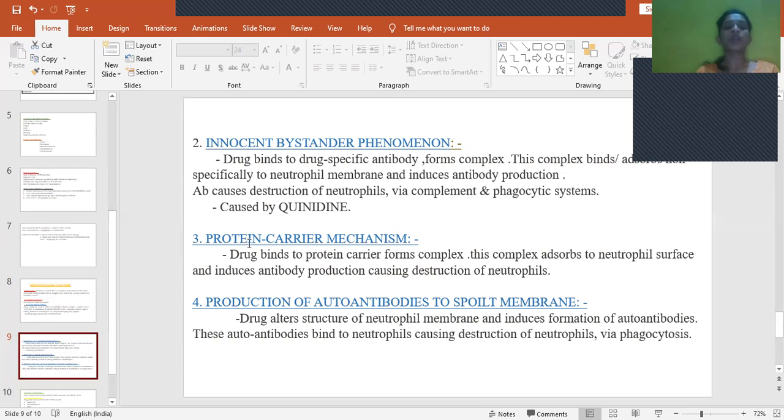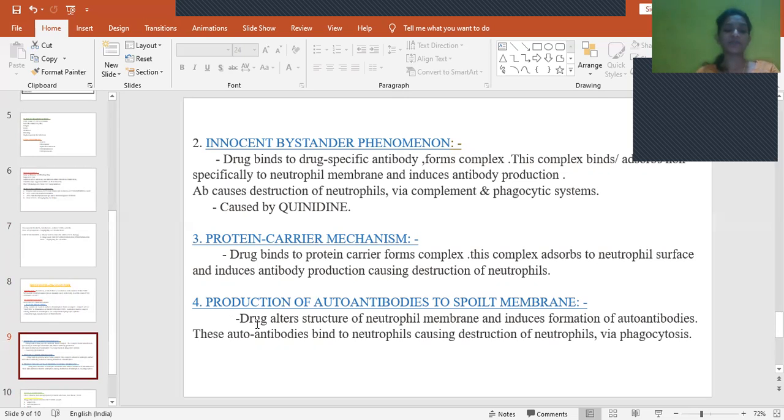And then coming to the protein carrier mechanism. Whenever the drug binds to a protein carrier, it forms a complex. This protein carrier and drug complex will adsorb on the neutrophil surface and again induce antibody production, and once these antibodies are produced, it causes destruction of neutrophils. So this is all about the carrier mechanism.